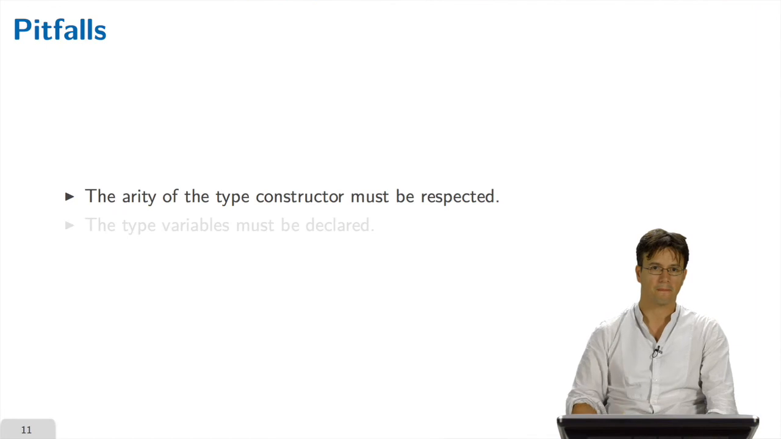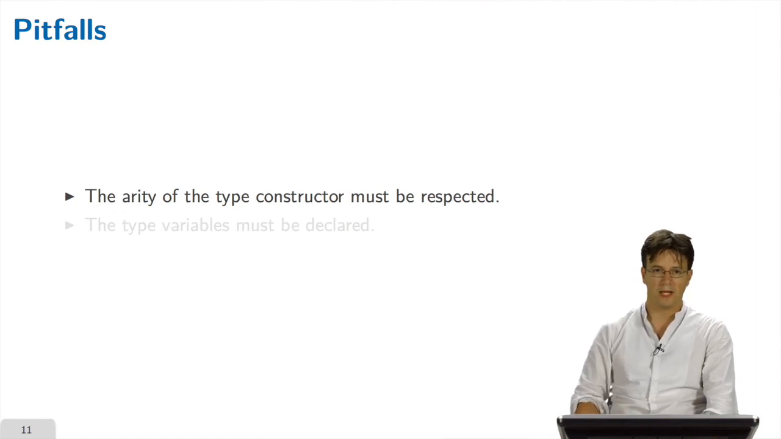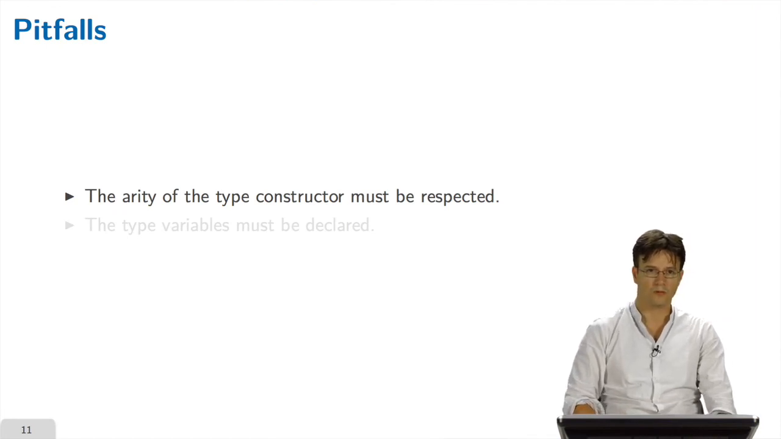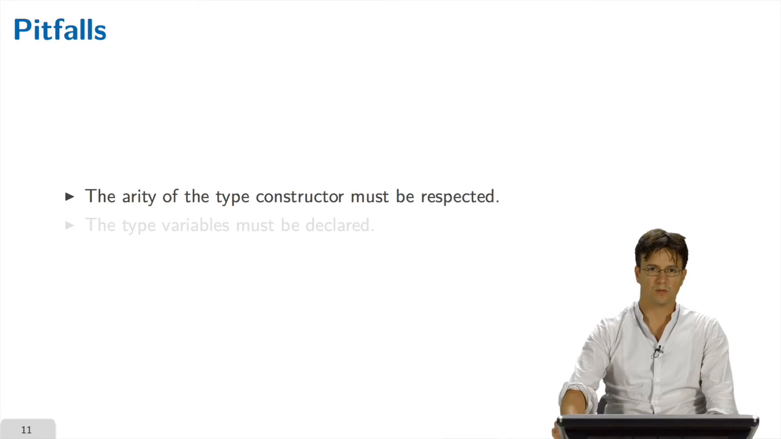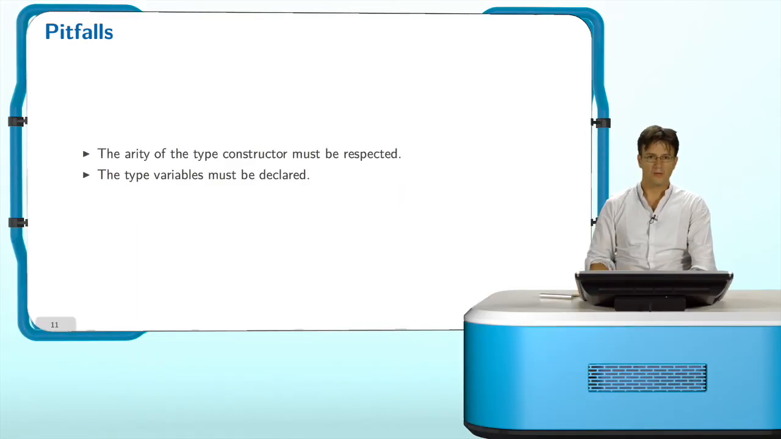Now, what kind of programming errors can you make when you use or define a parameterized type? The first thing you can do is to not respect the arity of the type constructor. And also, you can use unbound type variables in your definition.